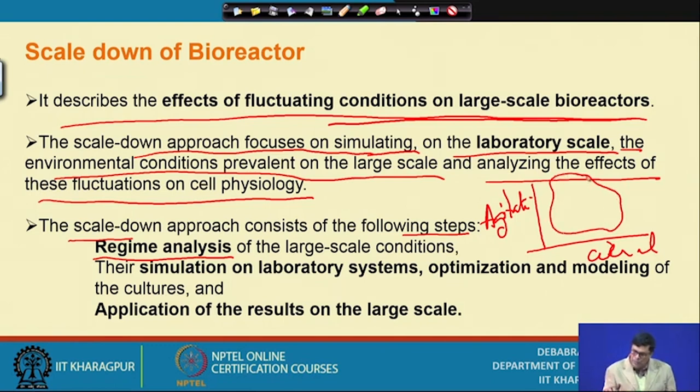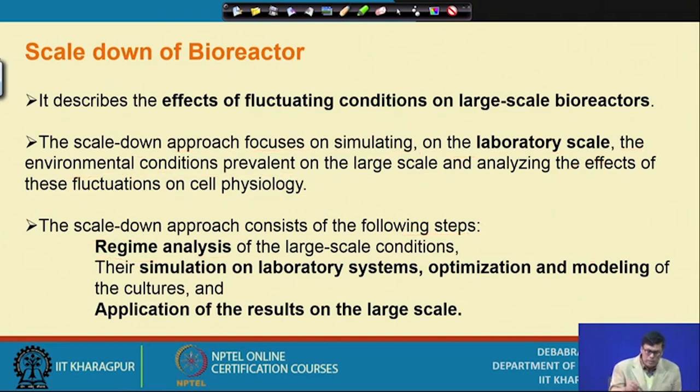That means we shall try to do this operation within this region. We cannot go beyond. For example, if we go to this situation, agitation is maximum and aeration is maximum, so here you can expect more shear forces. Here, agitation and aeration are both less, and that affects the fermentation process to a great extent. So, where you are going to operate your system, you can easily determine in the small scale through this regime analysis.